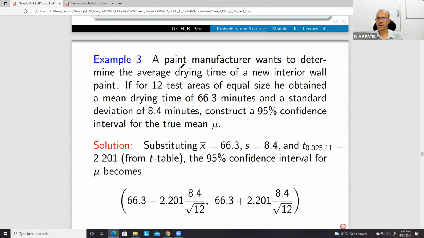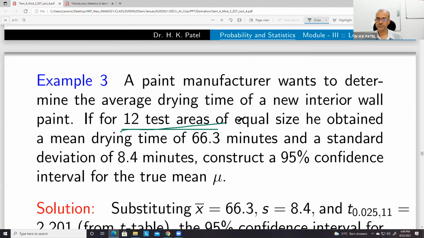So what is this? 12 test areas. You can see that the sample is a small sample. We have only 12. A paint manufacturer wants to determine the average drying time of a new interior wall paint. If for 12 test areas of equal size, he obtained a mean drying time of 66.3 minutes and a standard deviation of 8.4 minutes, construct a 95% confidence interval for the true mean mu.